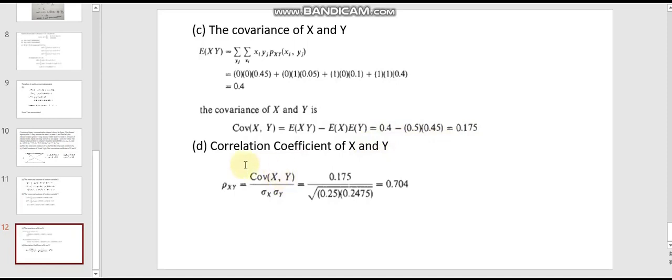The correlation coefficient is defined by this formula. We divide the covariance by sigma x and sigma y, the standard deviation of x and the standard deviation of y. By plugging these values in this formula, we will get the correlation coefficient of x and y, which is equal to 0.704. That's it.